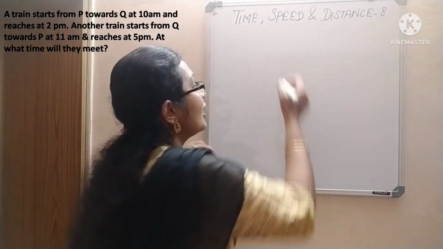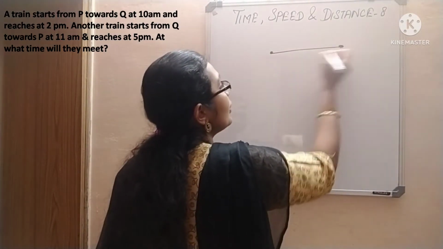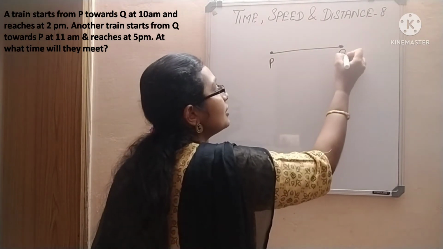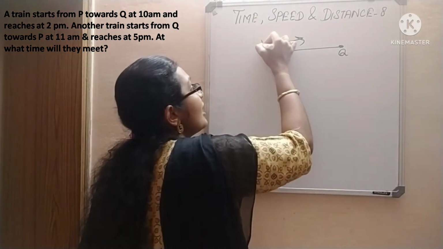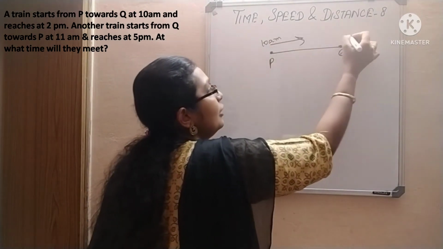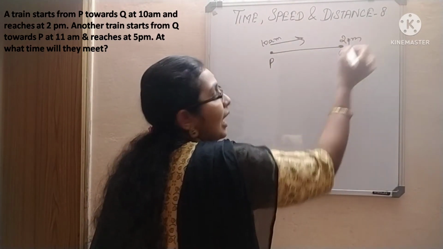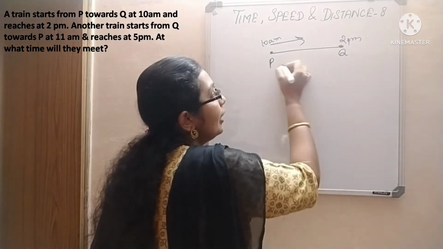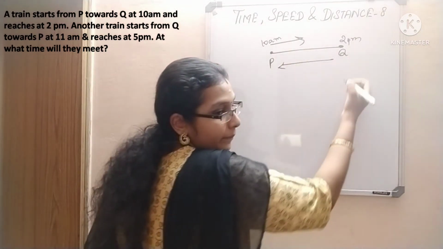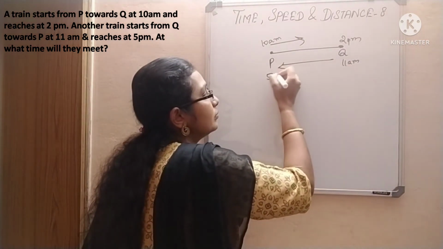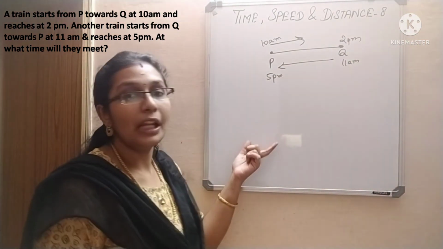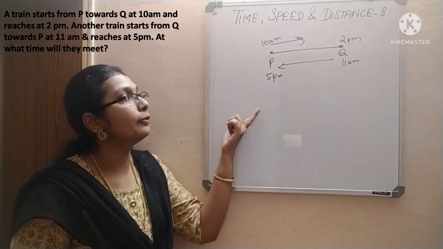So there are 2 trains and 2 stations. P and Q are the 2 stations. One train is starting from P towards Q at 10 am and reaching at 2 pm. Another train is starting from Q, moving towards P. It starts at 11 am and reaches at 5 pm. Clear? So now we will find the meeting time. How to find it, I will tell you.